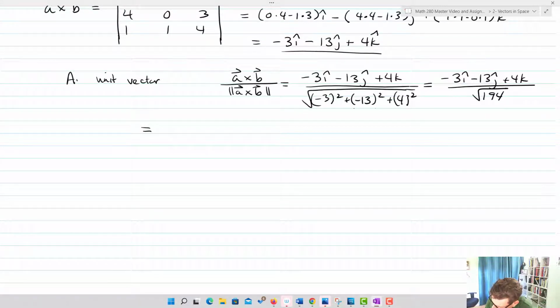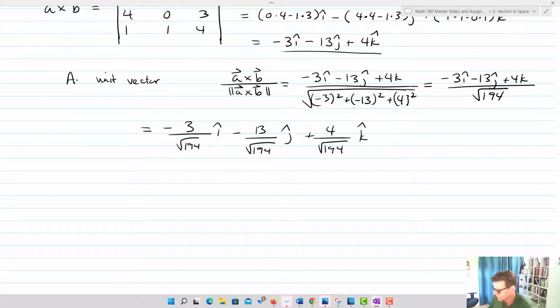And what we can do then is just make that negative 3 over square root of 194 i, minus 13 over square root of 194 j, plus 4 over the square root of 194 k. And that is our unit vector that is orthogonal to both of those vectors. That's actually going to be a very key thing that we're going to be doing later on inside of the class. Okay? So let's try it again.